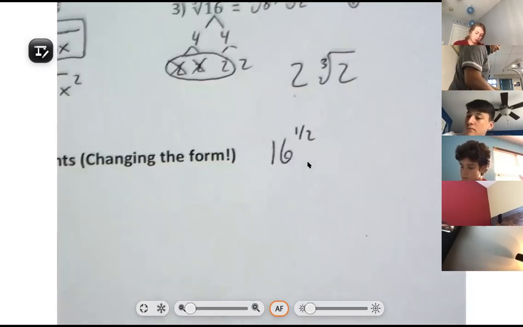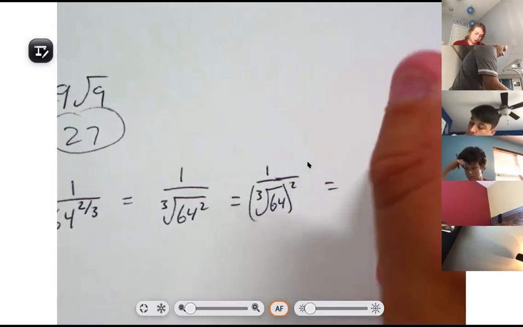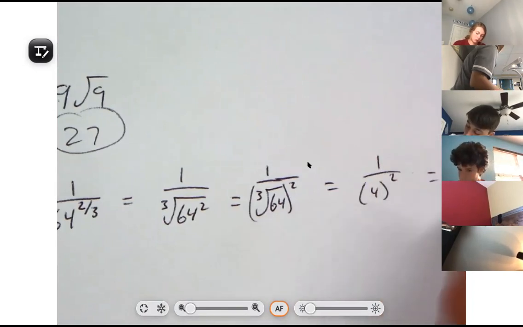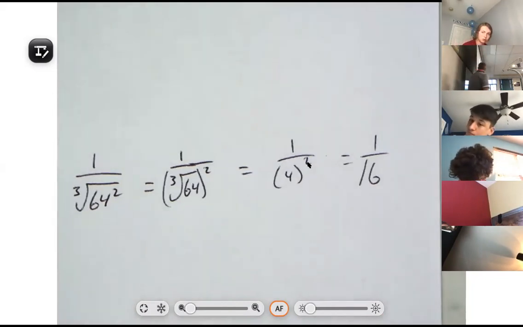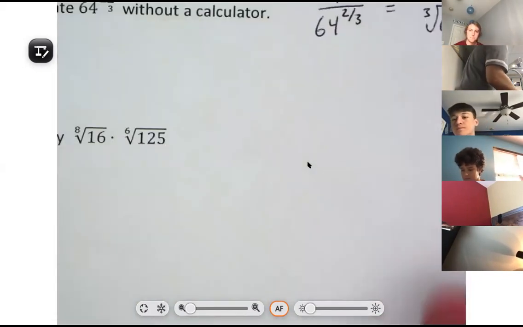So the cube root of 64 is just 4. So it's 1 over and then 4 squared, which is 1/16. So just taking our steps along the way and getting to the final answer. Any questions? Got 1 left. Save the best for last. Okay. Last one.